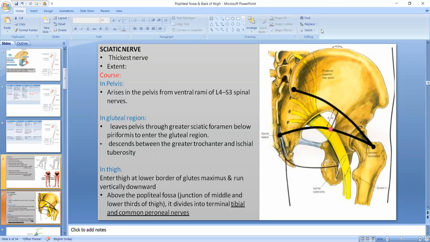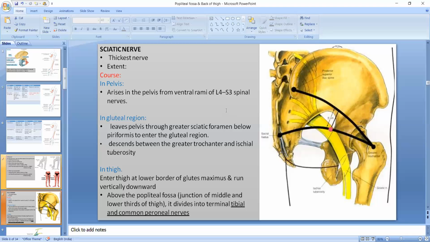And we are discussing the course of the sciatic nerve. The sciatic nerve is derived from the lumbosacral plexus. After its formation, it leaves the pelvis and enters the gluteal region via the greater sciatic foramen, and then it emerges inferiorly to the piriformis muscle and descends in an inferolateral direction.